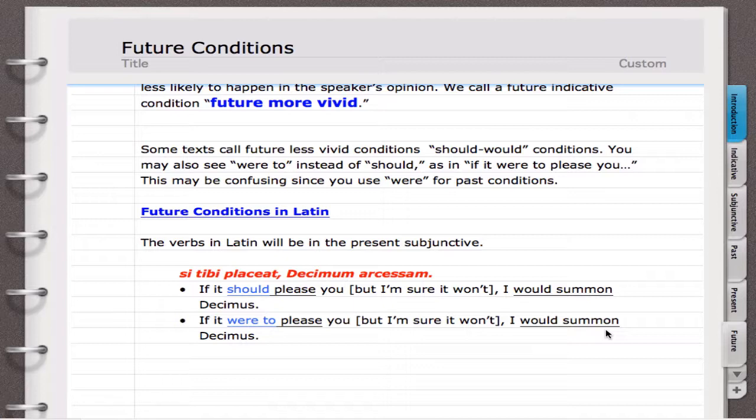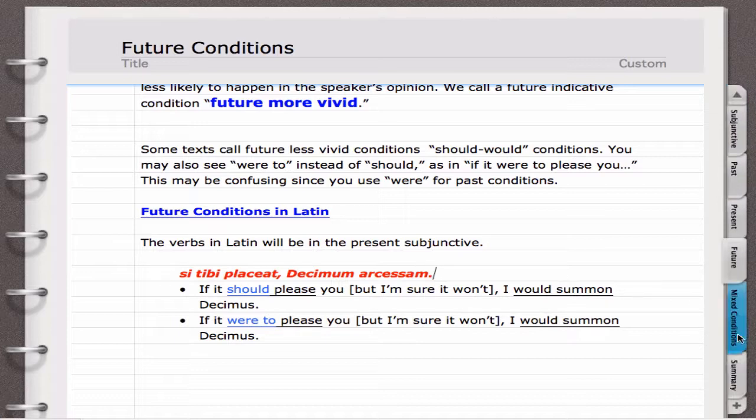Sometimes, like in Oxford, you may see "were to" instead of the "should," as in "if it were to please you." This may be confusing because they're throwing that "were" thing in there, and if you want to avoid that, I would understand. The example here: si tibi placeat decimum arcesam. Note this arcesam is subjunctive, whereas in the indicative sentence it was future. The form for the first person singular is the same. But you could translate this, "if it should please you, I would summon Decimus," or "if it were to please you, I would summon Decimus." Those are both future things.